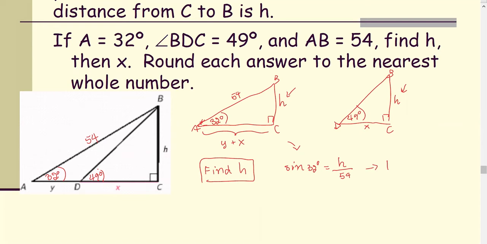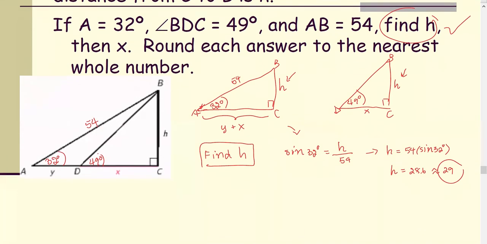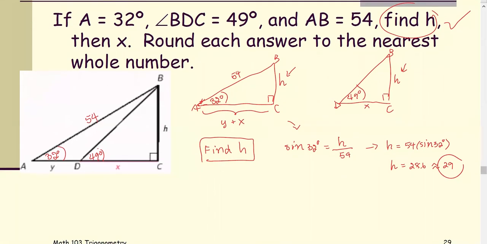That tells us h is 54 multiplied by sine of 32 degrees, or h equals 28.6 and more decimal places. The problem asks you to round to the nearest whole number, so h is about 29. We got the value h. Next, we're going to use the known information to find x.